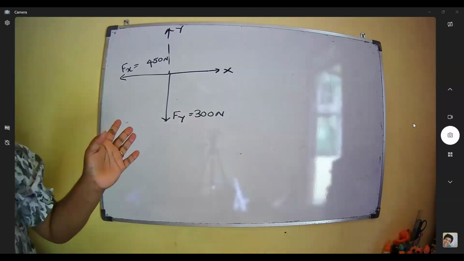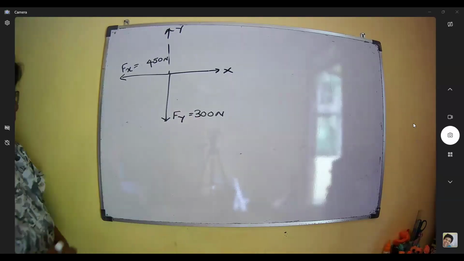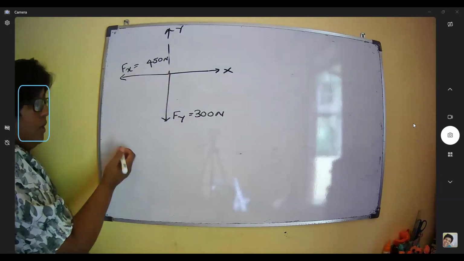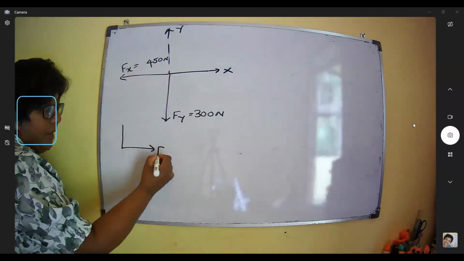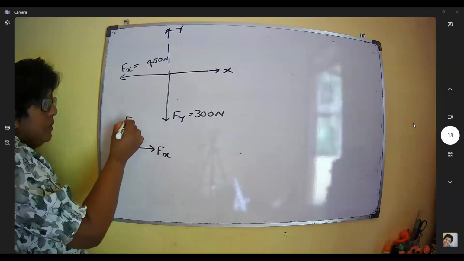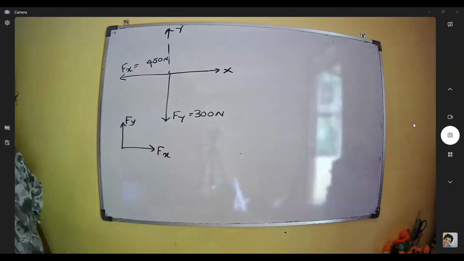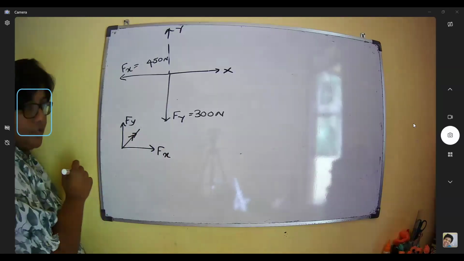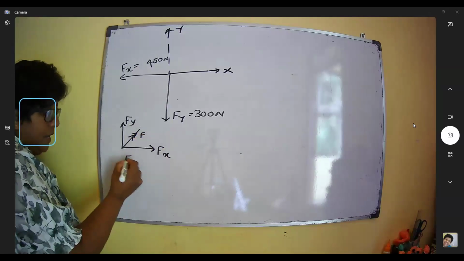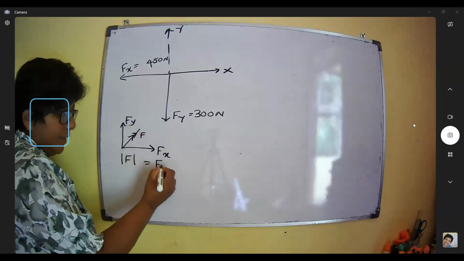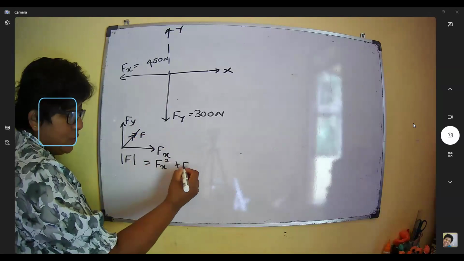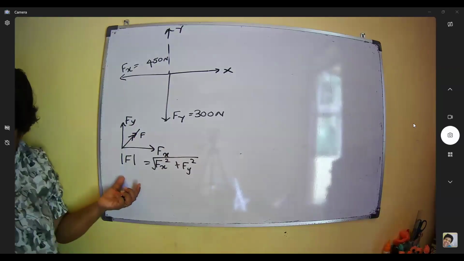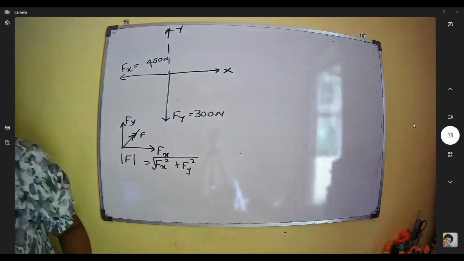The question is asking for the resultant vector, right? I think you remember I explained before: these are perpendicular components, and we can find the resultant vector using the Pythagoras theorem. I think you remember, right? Mod F equals the square root of Fx squared plus Fy squared. I explained in the theory part how to find the magnitude of the resultant vector.